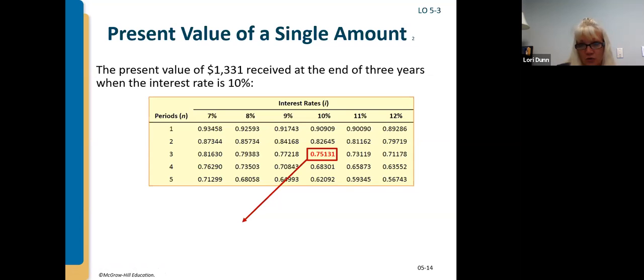So if you want to know what $1 at the end of 3 years, which has been invested and earning 10%, is worth at time 0, the day it's invested, it's worth 75.131 cents. So what it's saying is if you invest 75.131 cents at time 0, at the end of 3 years, at an interest rate of 10%, you'll have $1.